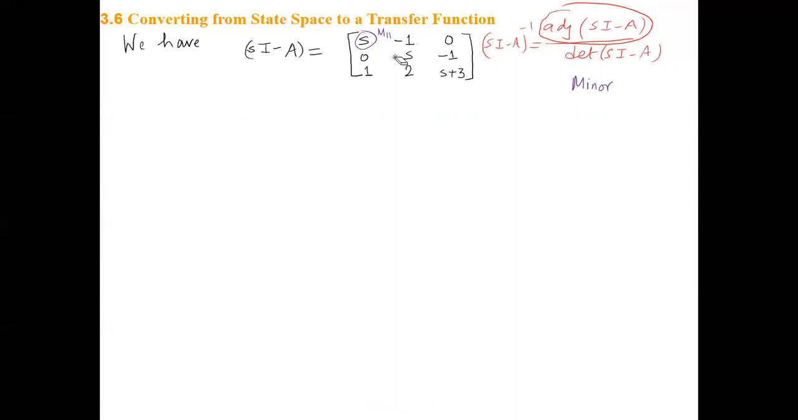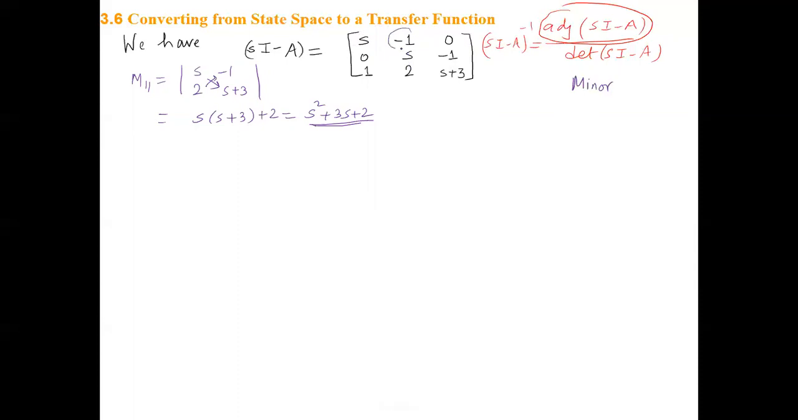So how do you find M11? M11 is found by this guy here. What are you left with? You are left with S minus 1, 2, S plus 2, 3. What is the determinant of this guy? Determinant is S plus 3. Remember this cross? Then when you go up, the minus plus, right? Plus 2. What do you get here? S square plus 3S plus 2. That's what you got. Now your minor M11 is done.